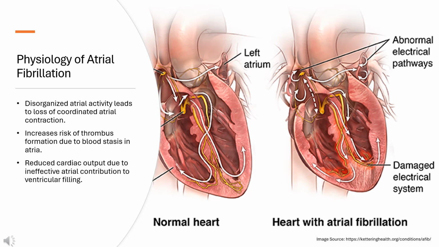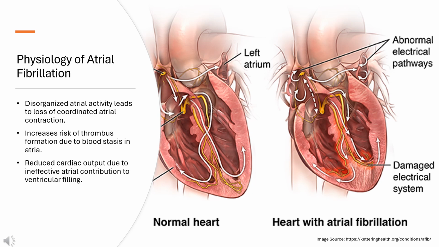Because the atria are not contracting effectively, blood can pool in the atrial chambers. This pooling or stasis of blood significantly increases the risk of thrombus or clot formation. Thrombi formed in the atria can dislodge and travel through the bloodstream. If a clot travels to the brain, it can cause a stroke. This is a major risk in patients with atrial fibrillation and highlights the importance of anticoagulation therapy in these patients.